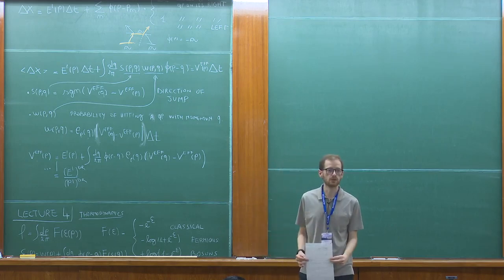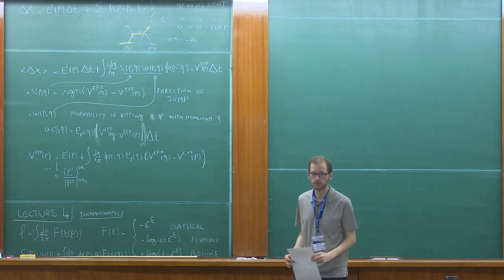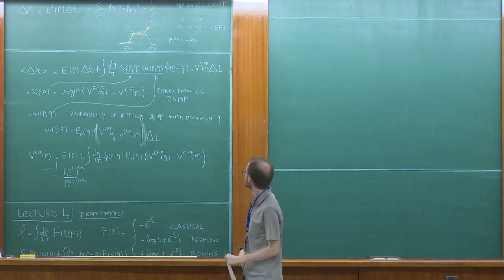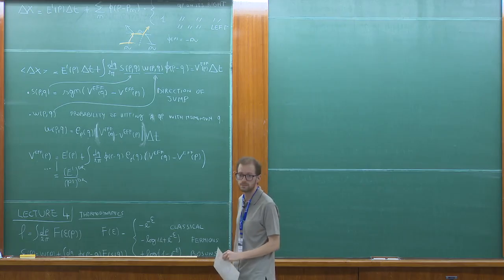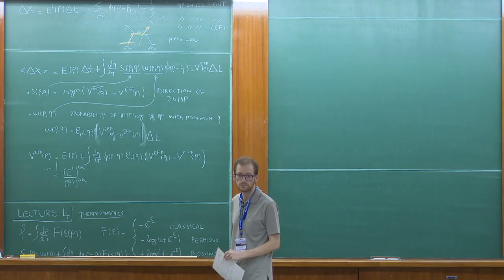Do you have comments, questions? Please. We wrote it in terms of some V effective minus V effective. But of course it's true, but could we not use V effective there to make the equation simpler?